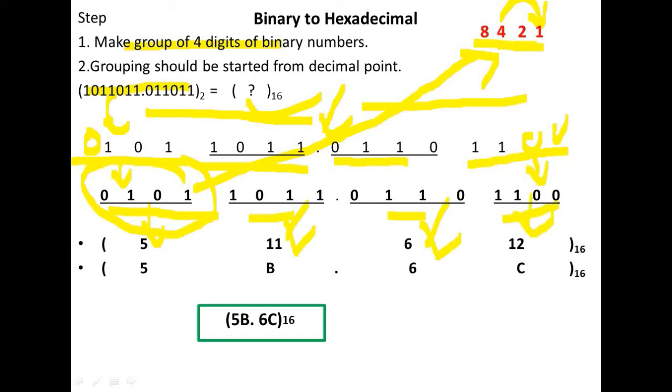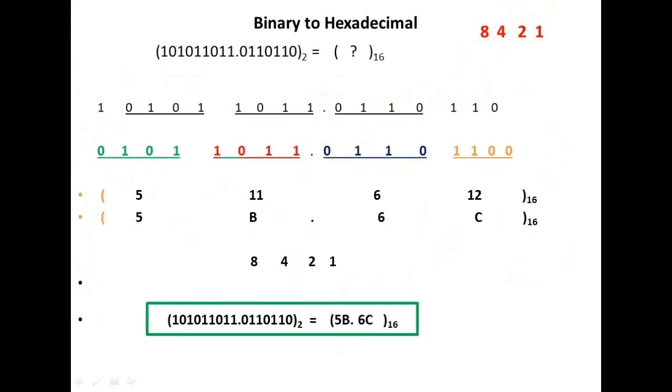Now we know that 5 will be written as 5, but 11 is given as B, 6 as 6, and 12 is given as C in the hexadecimal system. So now we have converted this number into hexadecimal as 5B.6C. 5B.6C. Take one more question.